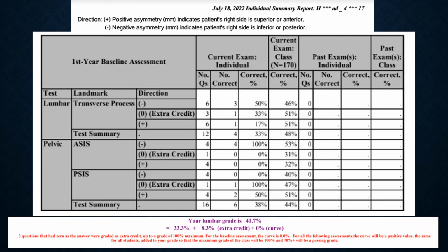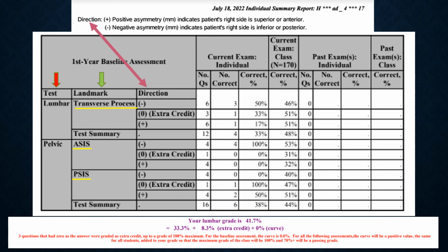You will also receive different data tables that will help you gain more insight into your skills or level of calibration. This table evaluates how you performed based on the direction of asymmetry. In the shaded portion of the table, the first column looks at the type of model, whether it was a lumbar or pelvic model. The second column looks at the individual landmarks: the transverse processes for the lumbar model, and for the pelvis model, the anterior superior iliac spine or the posterior superior iliac spine.